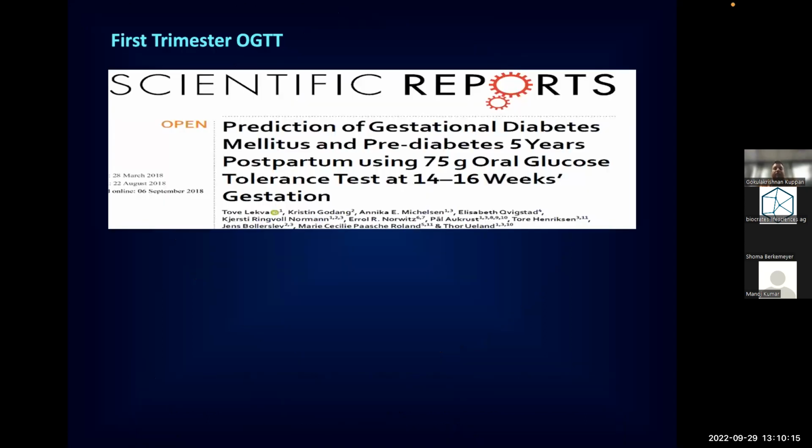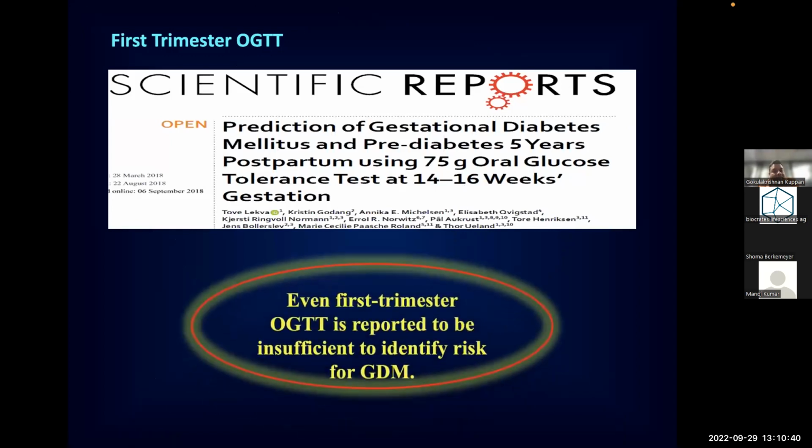And so I was telling you that GDM is diagnosed around 24 to 28 weeks of pregnancy. So you can ask a question: why don't you do the OGTT in the first trimester itself? Even if you do an OGTT in the first trimester, that is 14 to 16 weeks of pregnancy, usually the first antenatal visit, still the OGTT is reported to be insufficient to identify the risk of GDM.